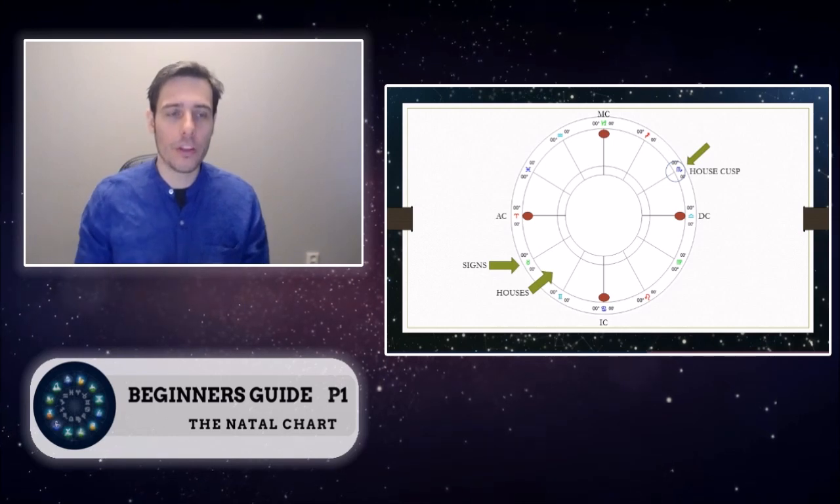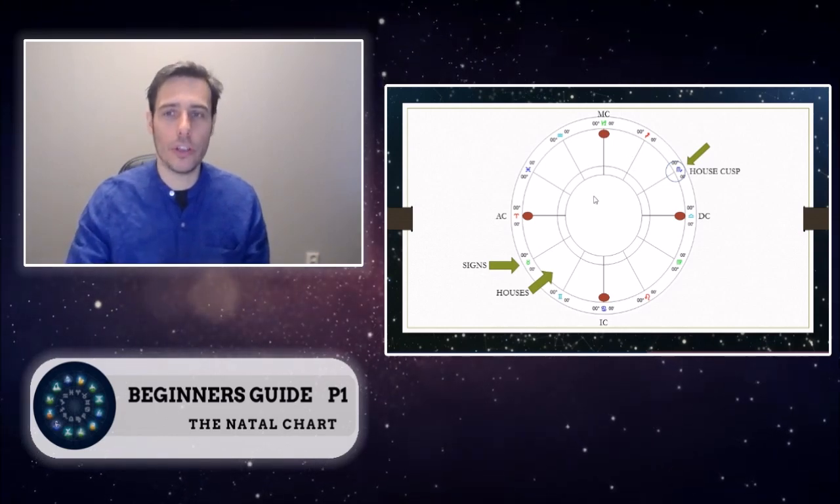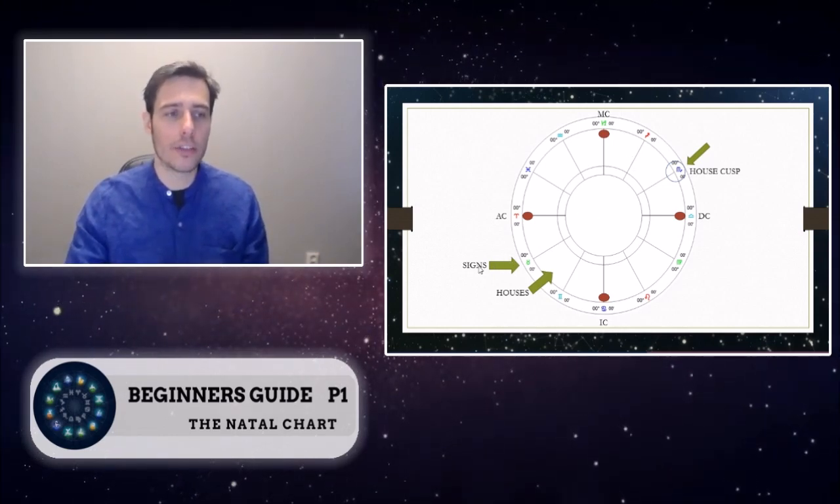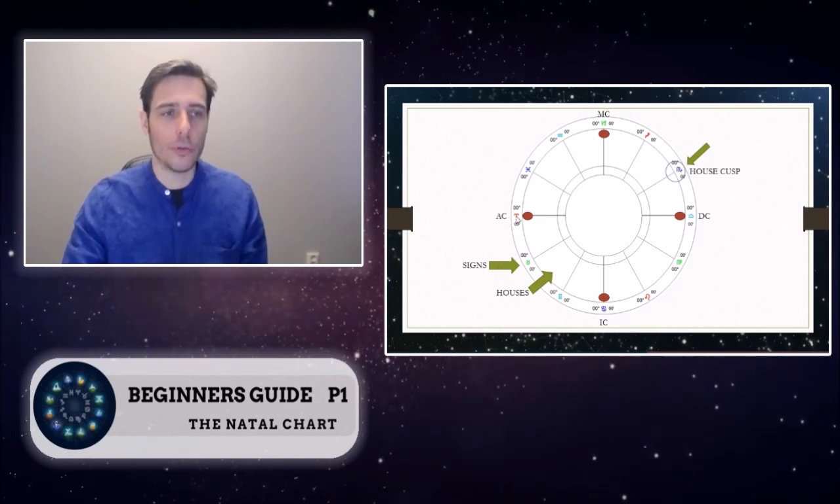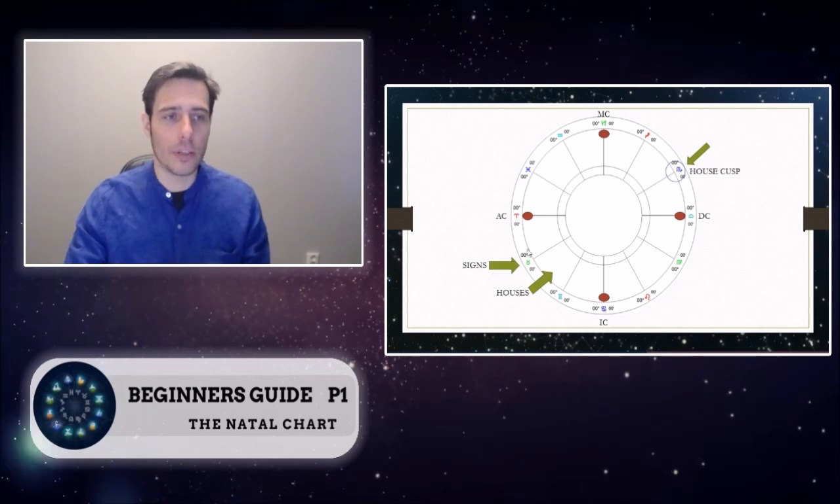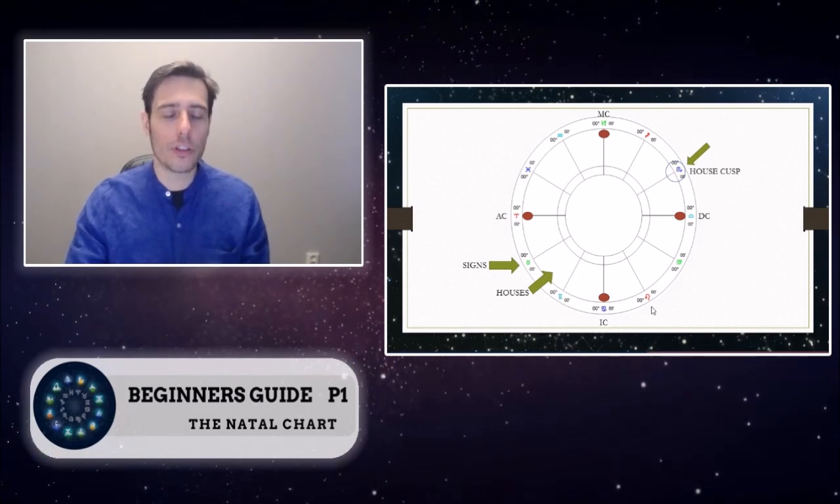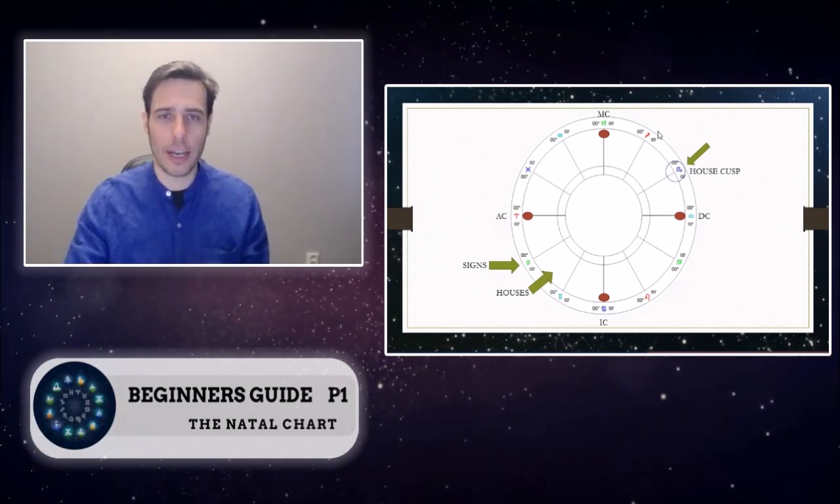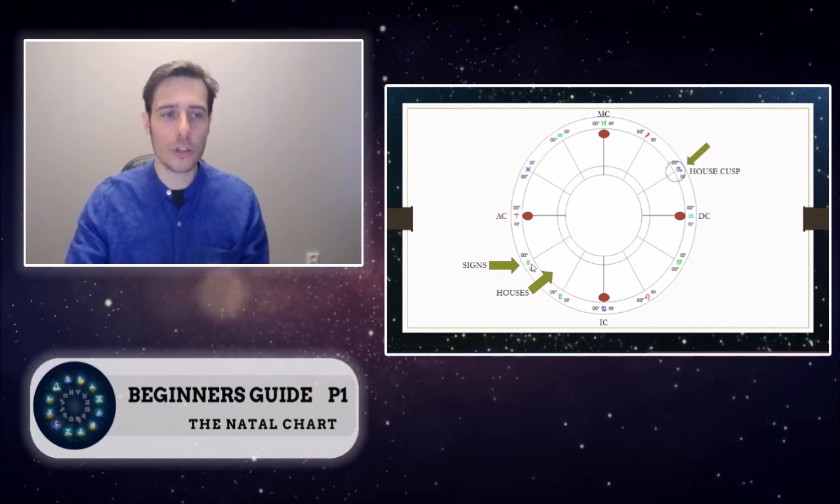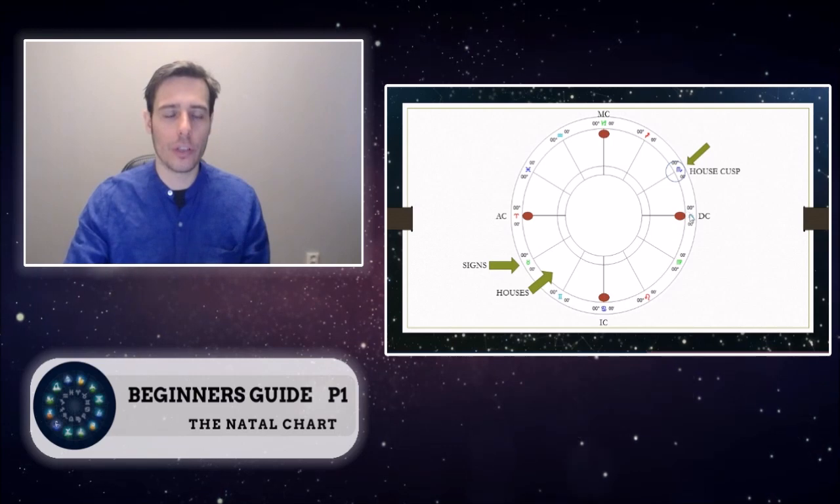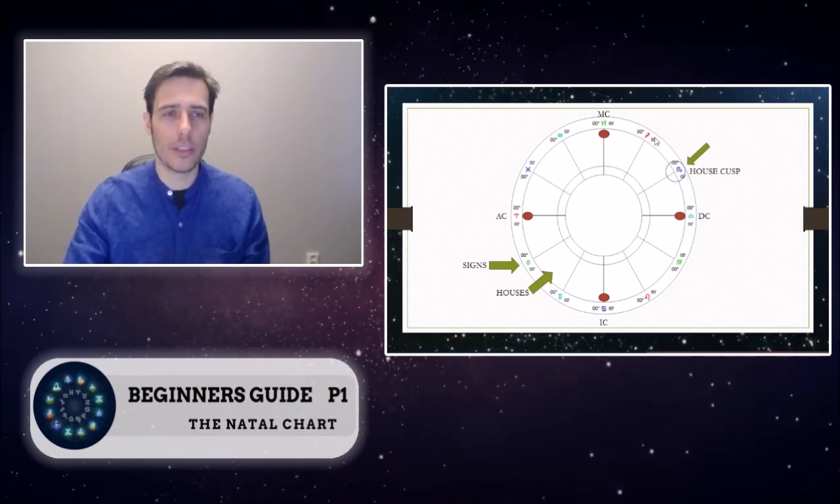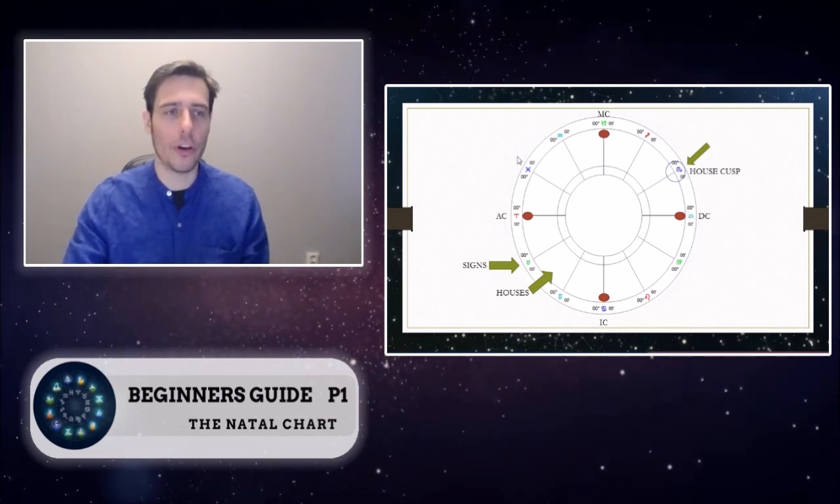The first thing that I want to draw everybody's attention to, and you can see my cursor over there, is the word signs. If you have a look around this chart, you'll see that there are these little colors like that. Those are the 12 constellations: Aries, Taurus, Gemini, Cancer, Leo, Virgo, Libra, Scorpio, Sagittarius, Capricorn, Aquarius, and Pisces.